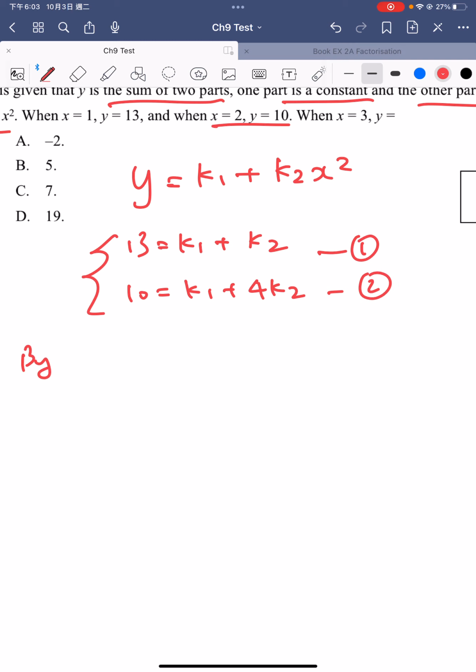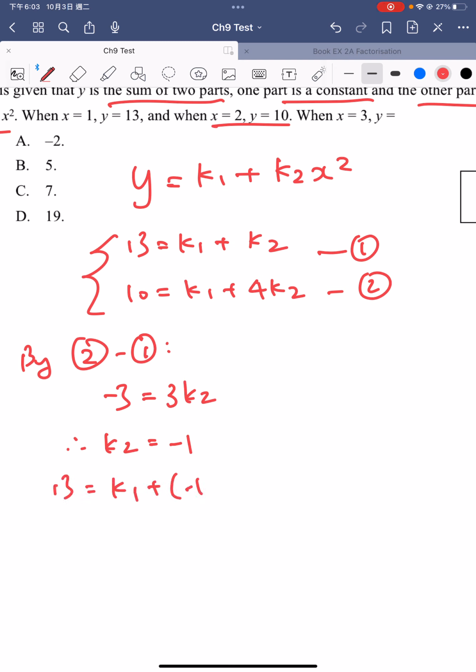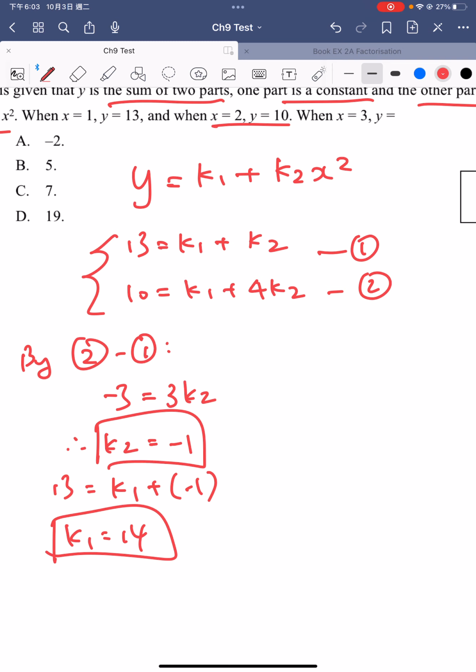By using the second equation minus the first equation, you can use the 10 minus 13 to get negative 3, which is 4 minus 1, which gives you 3k2, so that k2 is equal to negative 1. Now we substitute this k2 equal to negative 1 into our first equation. So we have 13 is equal to k1 plus k2, which is negative 1. Then k1 should be equal to 14. We now have the values of k1 and k2.